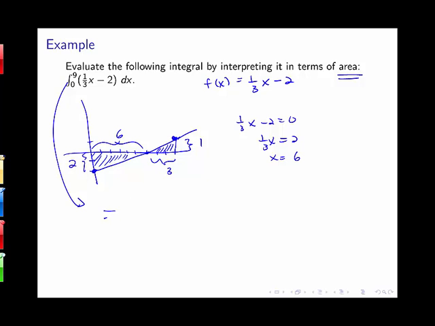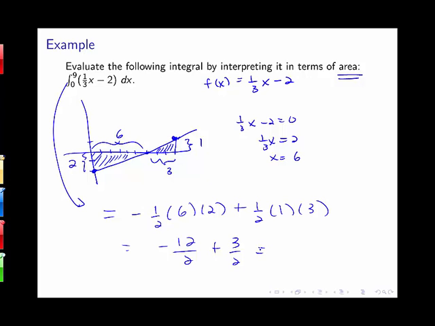So my integral here is equal to negative 1/2 times 6 times 2, the base times the height, plus 1/2 times 1 times 3. So we've got negative 12 over 2 plus 3/2, which gives us negative 9/2, or negative 4.5 for that exact value. Okay, so we see by connecting this integral to the fact that it represents this signed area, we can compute that using geometry. But now we also know that the value of this integral is negative 9/2. Okay, so we can only do this for things like triangles, trapezoids, rectangles, but also for a few other geometric shapes.